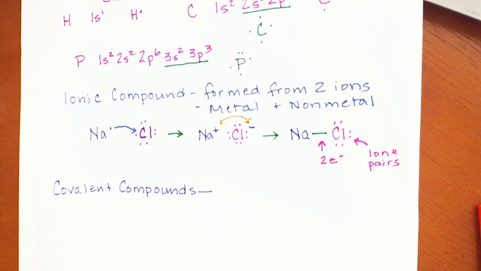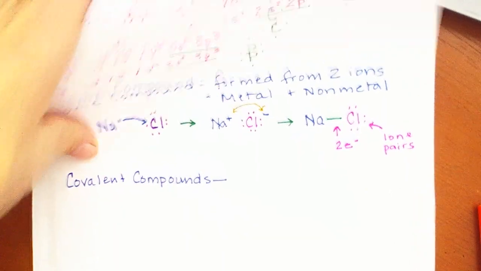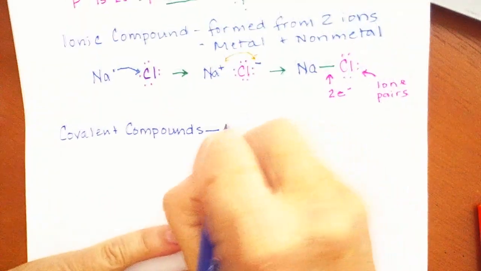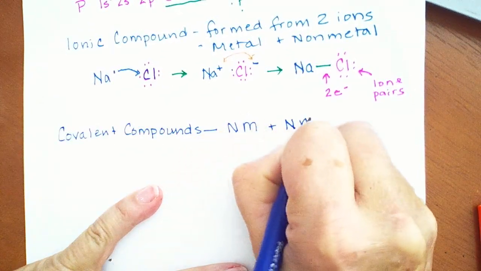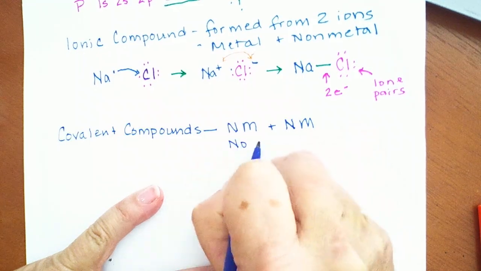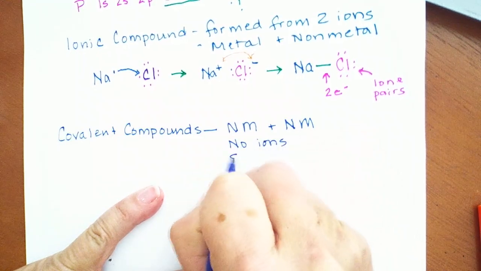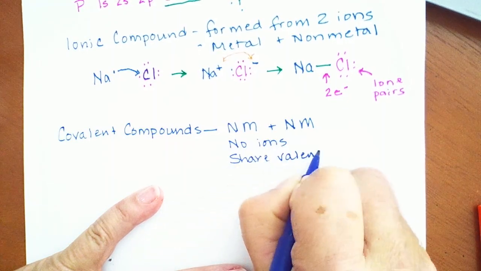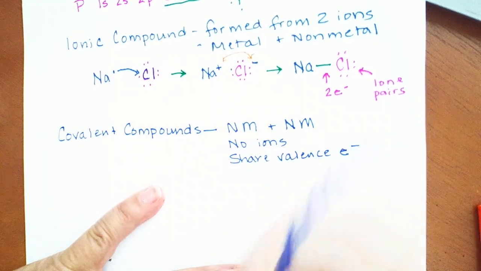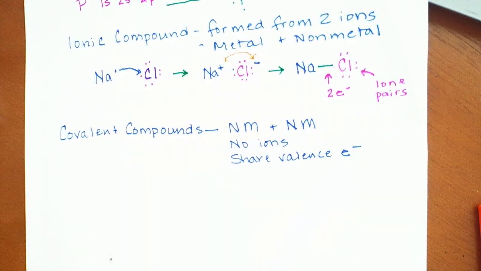Now, covalent compounds are a little bit different because, as we've discussed, these are made up of a nonmetal and a nonmetal, and they have no ions. What they do is they share valence electrons. Since they have no ions and they share valence electrons, we're going to take all the electrons and put them into a pot, and then divvy them up to make sure that everybody has access to 8.